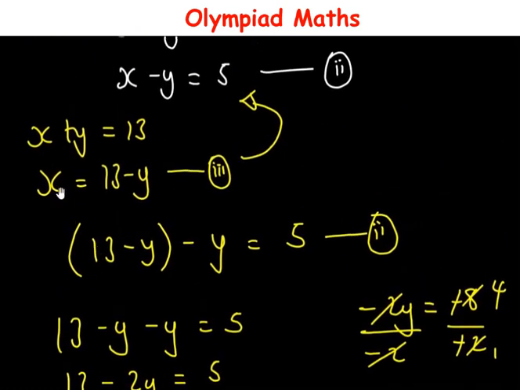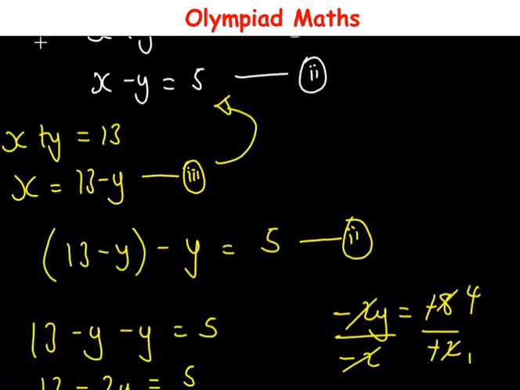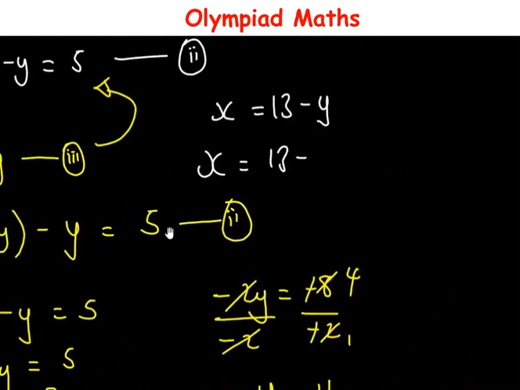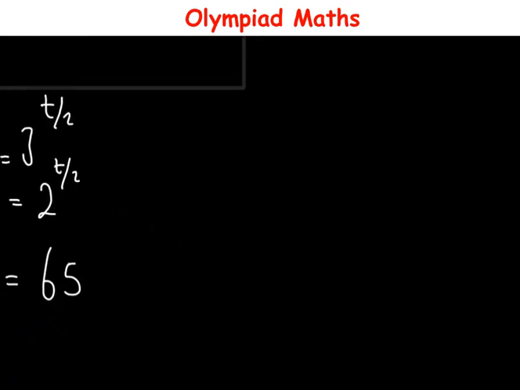Recall that from equation 3, x is equal to 13 minus y. So from here, x is equal to 13 minus, we got the value of y to equal 4. So y is equal to 4. Okay. So from here, x is then equal to 13 minus 4, which is 9. So with this, we have the value of x and y. From here, x is equal to 9, y is equal to 4.